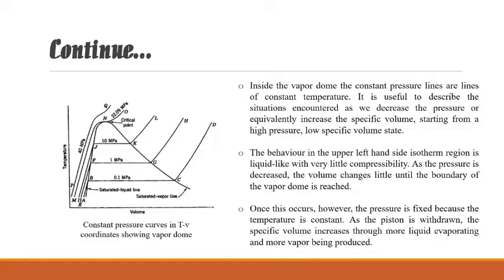As a result, the behavior in the upper left-hand side isothermal region is like liquid with a little compressibility. As the pressure is decreased, the volume changes little until the boundary of the vapor dome is reached. So once this occurs, the pressure is fixed because the temperature is constant. As the piston is withdrawn, the specific volume will increase, so more liquid will evaporate and more vapor is produced.